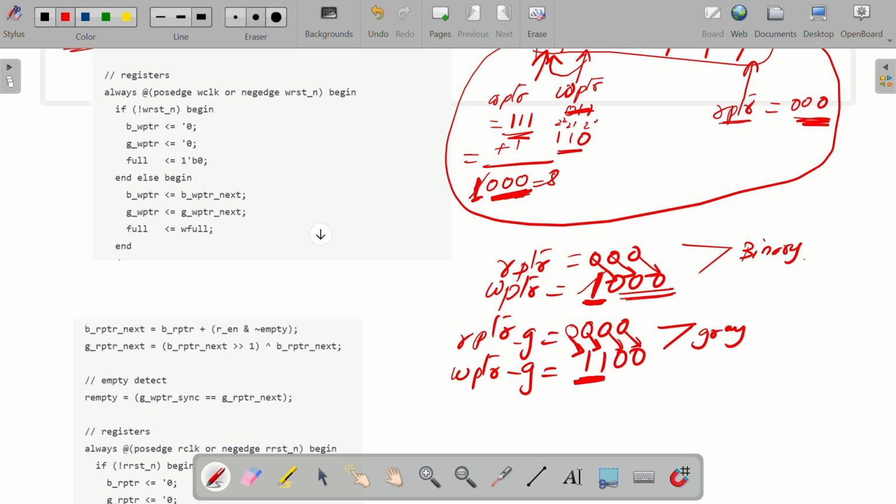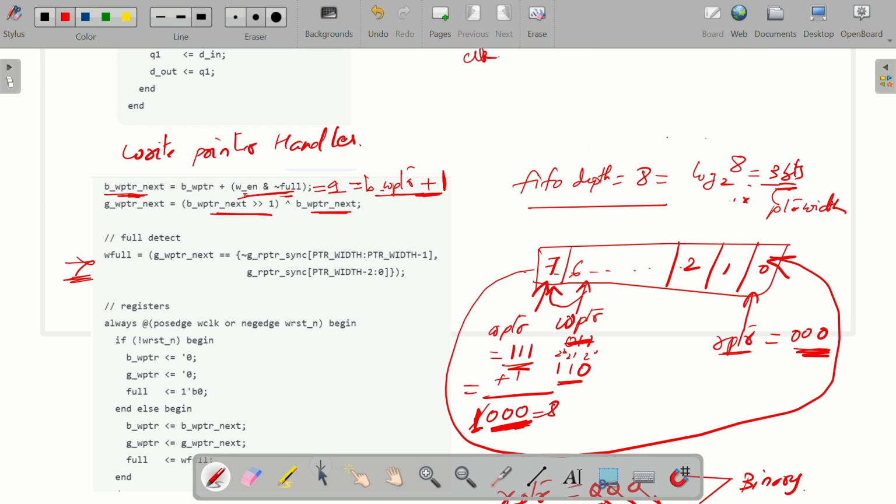That is the reason that as soon as your right pointer is equal to read pointer, given your first two MSB bits are inverted, since we are going with gray encoding, we are not doing binary encoding. I am saying if all the three LSB bits are same, and the two MSB bits have been inverted, this means I've achieved the full condition. That is, wraparound has happened, all the FIFO locations have been written.